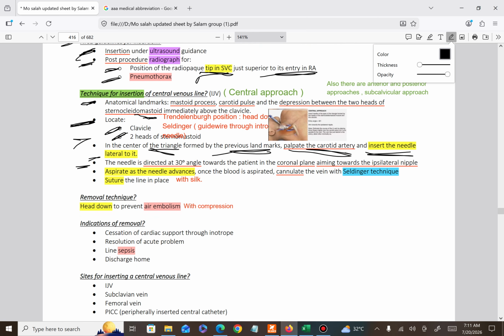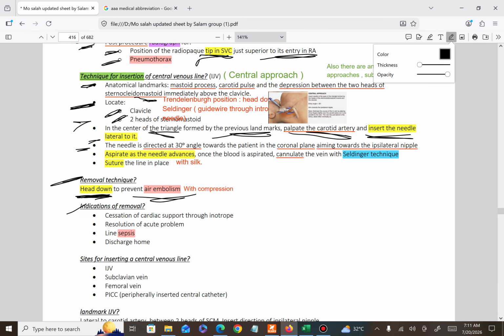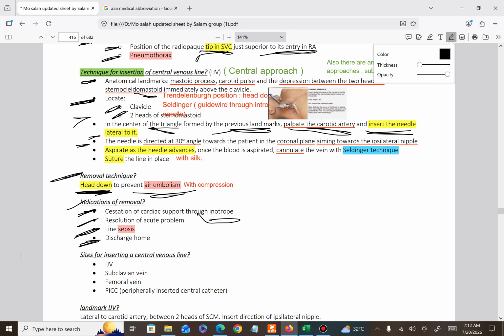Then removal technique. For removal, the head will be down to prevent air embolism, with compression. Indications of removal: first, cessation of cardiac support through inotrope, resolution of the acute problem. There is line sepsis, sepsis related to the central venous line, and when the person is discharged. So these are the indications for the removal of central venous line.